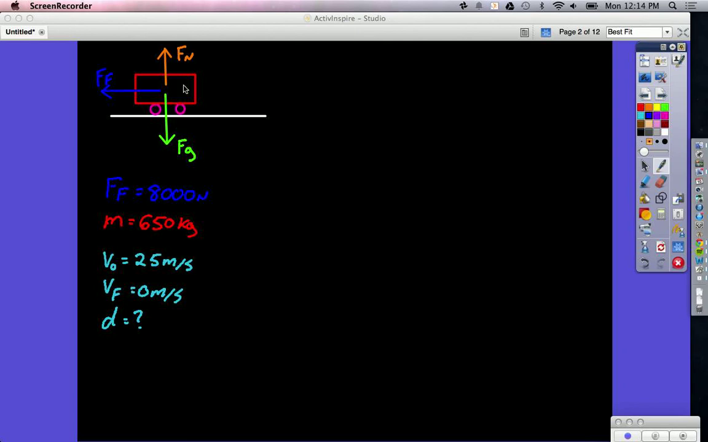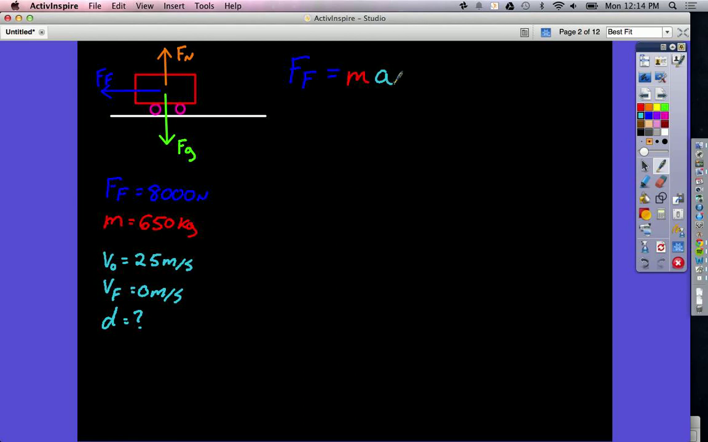Now, up and down, we know the car is not accelerating. Our normal force up and our gravity down would be equal to each other because there's no acceleration up and down. So we look to the left and right for where our acceleration would be, and that would be the force of friction slowing the car down. There's no force pushing the car to the right. So we're out of forces, and that's going to equal the mass multiplied by the acceleration of the car.